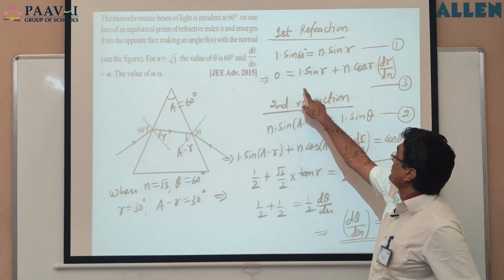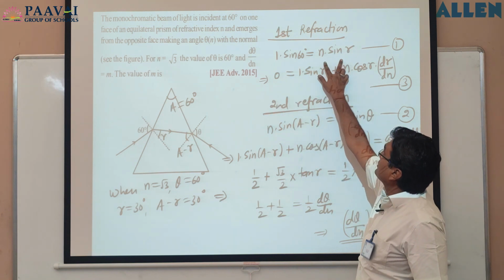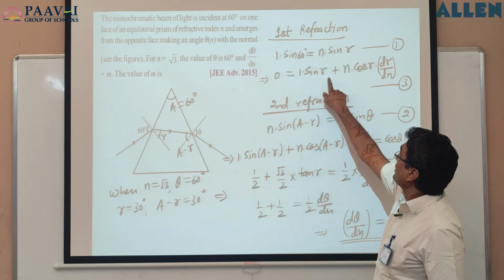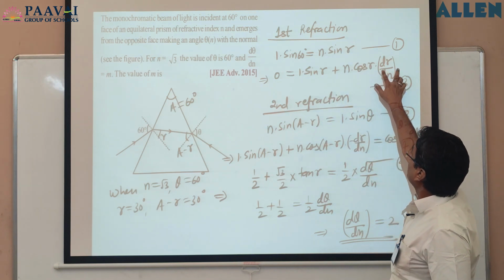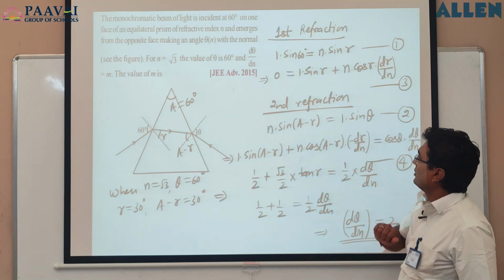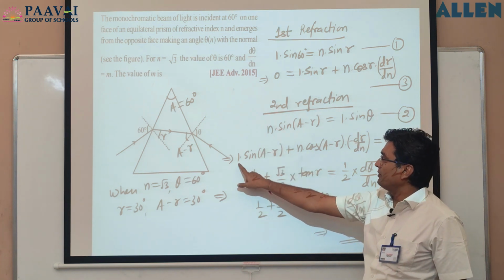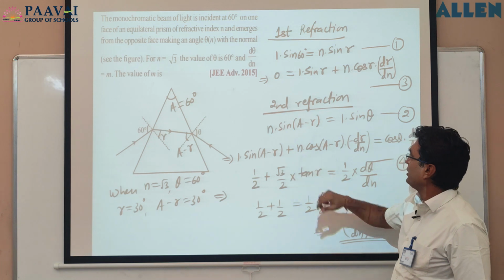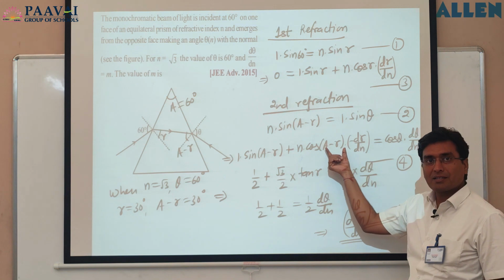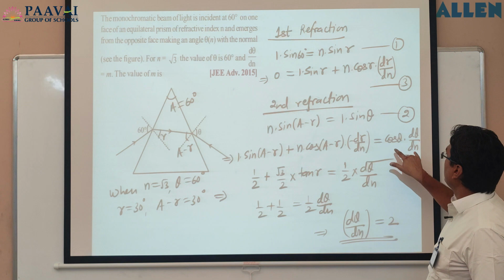As n, the refractive index of the prism, changes, theta will also be changing. If I differentiate the first equation, the left hand side is constant, so its differentiation will be 0. The right hand side is a product of two terms, n into sin r, so the differentiation will be 1 into sin r plus n into cos r into dr by dn. Similarly, I differentiate the second equation of refraction with respect to n: it will be 1 into the second term as it is, plus n into cos of A minus r into minus dr by dn, because the differentiation of A minus r is minus dr by dn, and the differentiation of sin theta will be cos theta into d theta by dn.